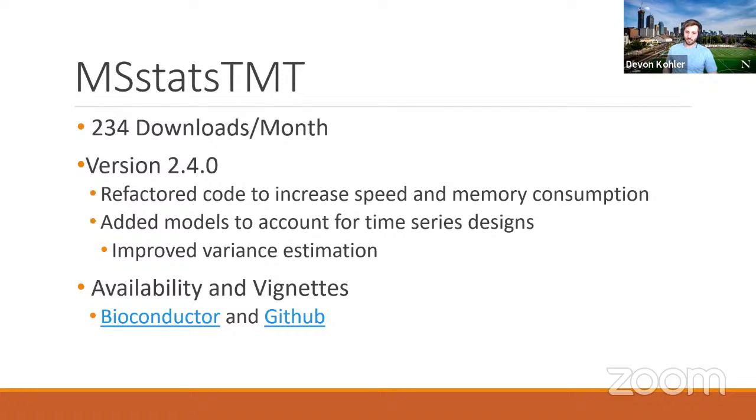In addition, Ting just released in the new version a new model to account for time series designs. So time series designs was already built into MStats modeling, but now we can also do it in MStats TMT, which improves our variance estimation of those designs. And I think I shared before, but the way you actually specify what kind of design it is is in your annotation file. So there's a specific way you need to set up the bioreplicates and everything. So I can share that vignette again, so everyone can see exactly how to do that.